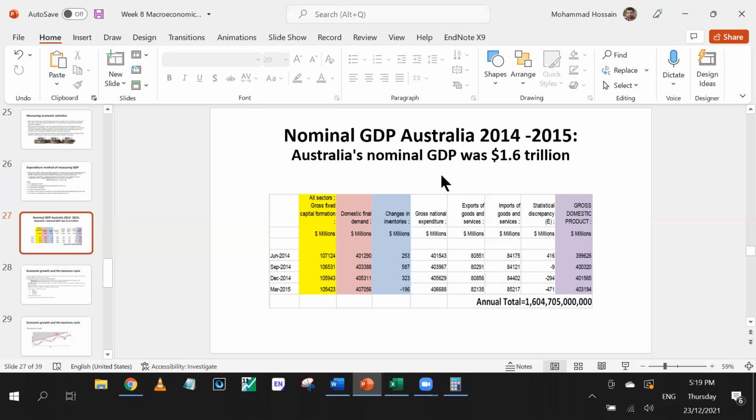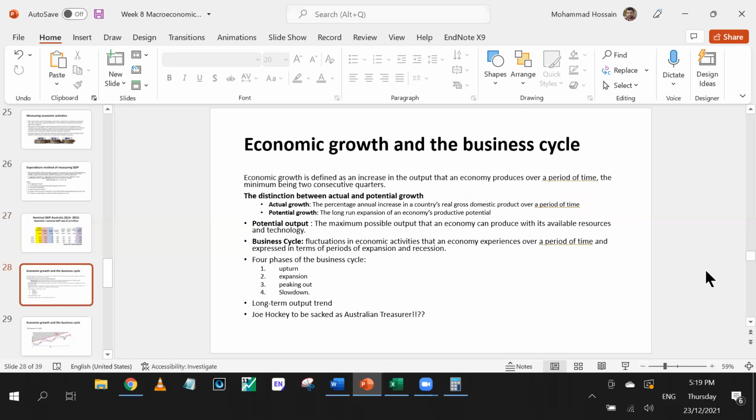All right, now here. Nominal GDP in Australia, 2000. Oh, so now it's showing you nominal GDP. Okay, I already did that. So economic growth and the business cycle we'll talk about in here.